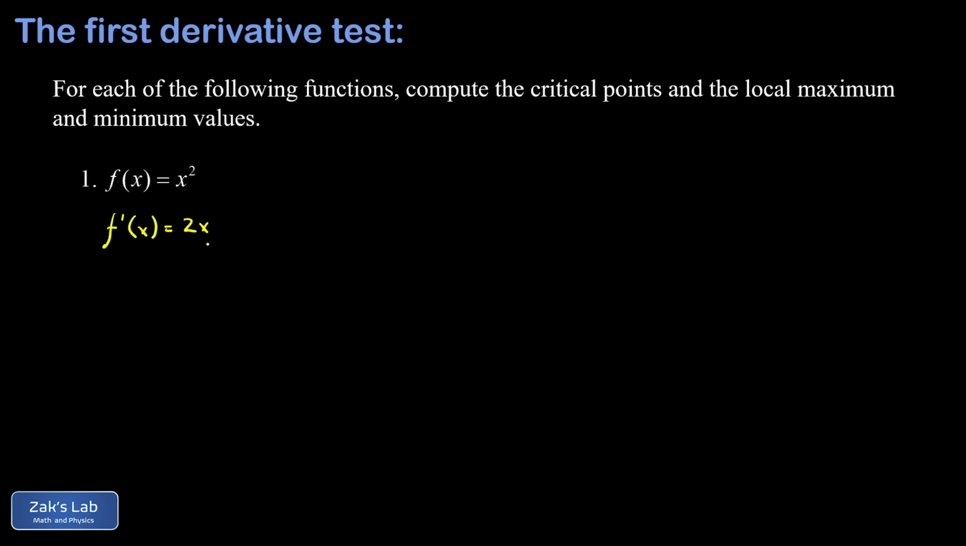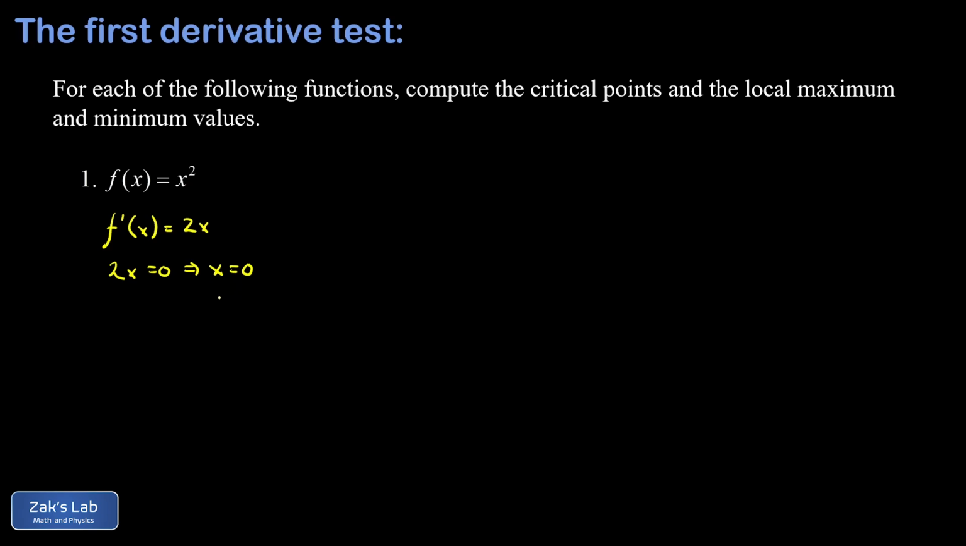I want to know where that first derivative is 0 or undefined. Well, there's no point that's going to make it undefined, but it could be 0. And that happens when 2x is equal to 0, which happens when x is 0. All right, so that's our only critical point for this function. So now we have to figure out if there's a sign change in the derivative at this critical point. And it's not too hard to figure out in this case.